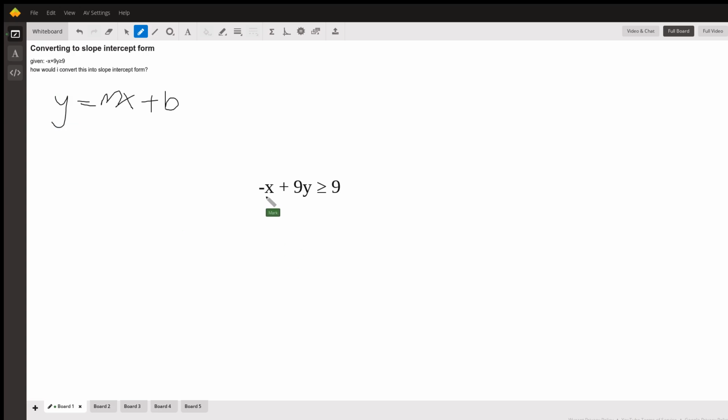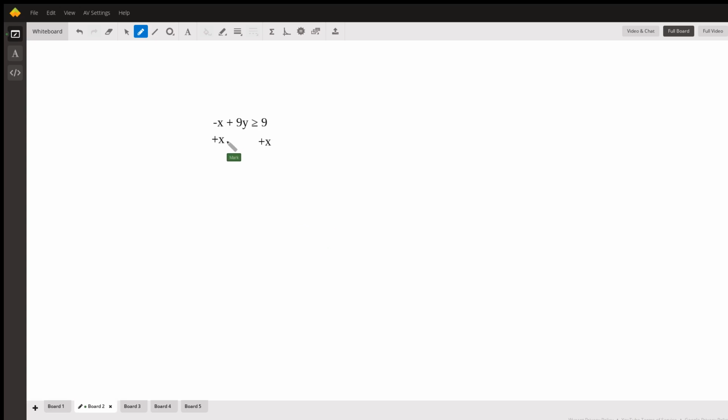So the first thing we're going to do is take the equation that we start off with and add x to both sides. Once you add x to both sides, you should get this equation right here. And the next thing, remember, which we're aiming for, is y equals mx plus b.